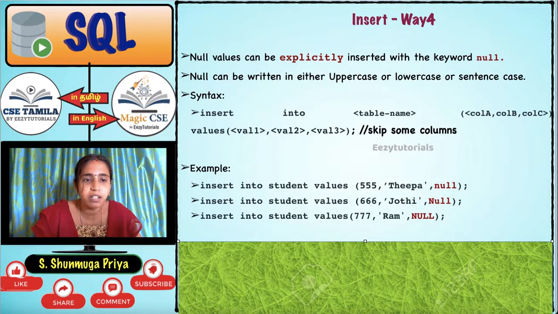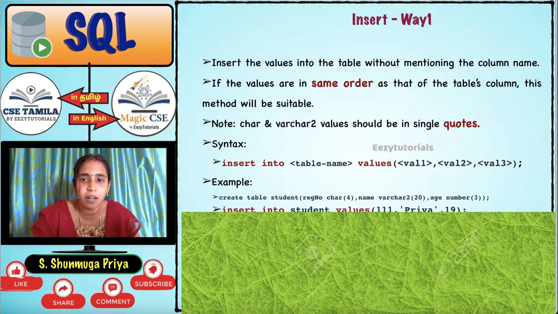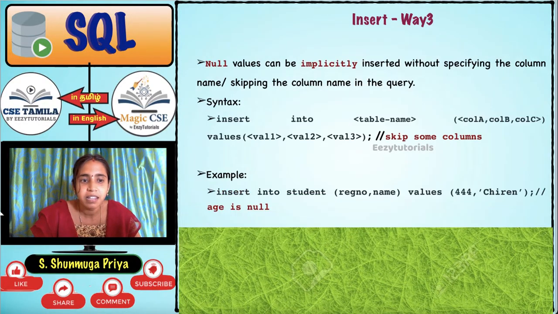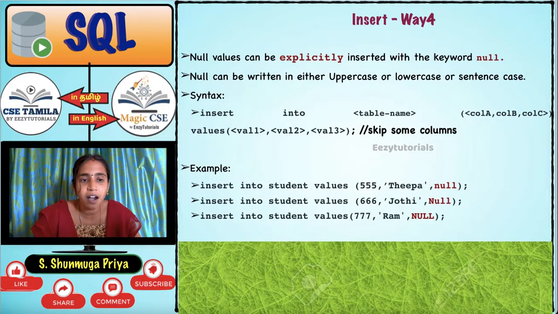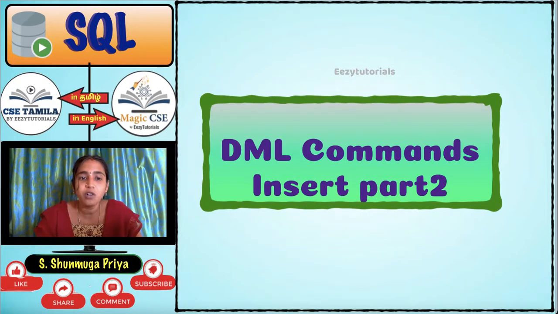So first two methods we saw to insert all the values with specifying the column, without specifying the column. Then how to enter null values implicitly, and how to insert null values explicitly. So 4 insertion we have seen. There are 2 more ways which we will be seeing in the next video.